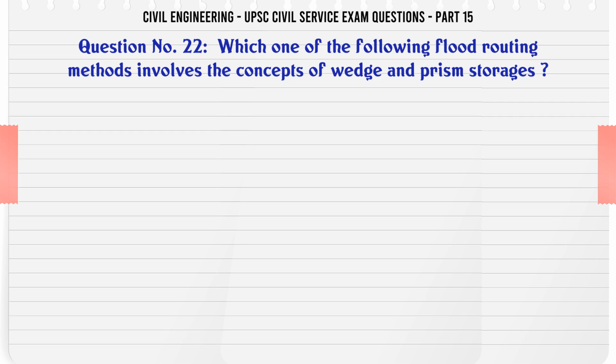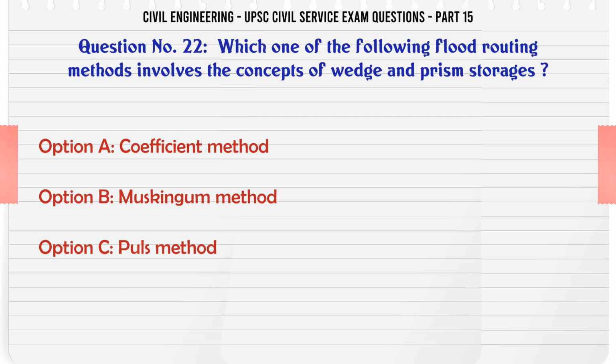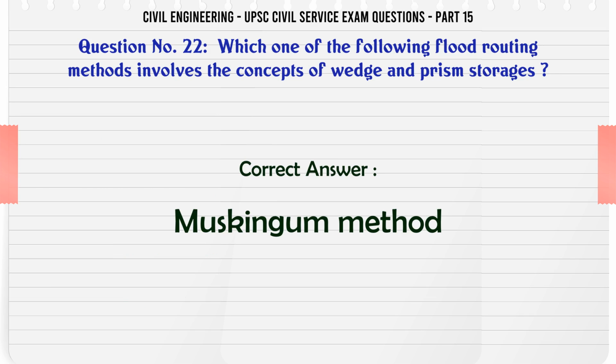Which one of the following flood routing methods involves the concepts of wedge and prism storages? A. Coefficient method. B. Muskingum method. C. Pulse method. D. Lag method. The correct answer is Muskingum method.